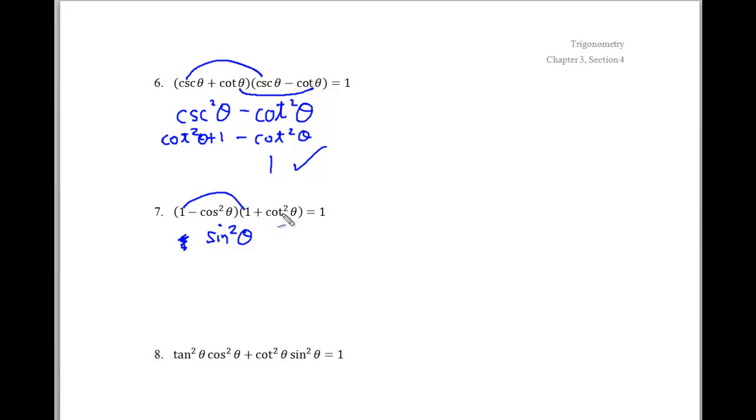Now 1 plus cotangent squared theta, think about the problem we just did up here. This is equal to cosecant squared theta. And you can see that sine squared theta times cosecant squared theta, I can rewrite this as 1 over sine squared theta. So sine squared theta divided by sine squared theta is 1. 1 times 1 is 1, and we just established that identity.